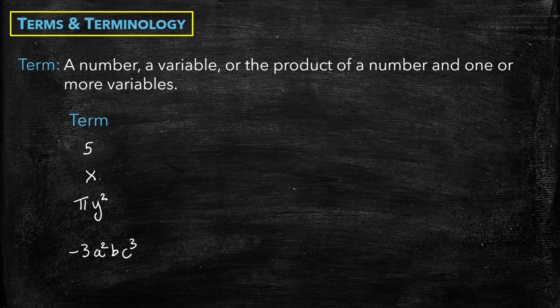So some terminology. We need to know what we mean by the coefficient part of the term. The coefficient part of the term is the number part. So that's obviously 5. Now what's not shown here with just x is that there is a number in front of that, which is 1. So that's the coefficient. For pi y squared, the coefficient is pi. And for the last one, the coefficient is -3.